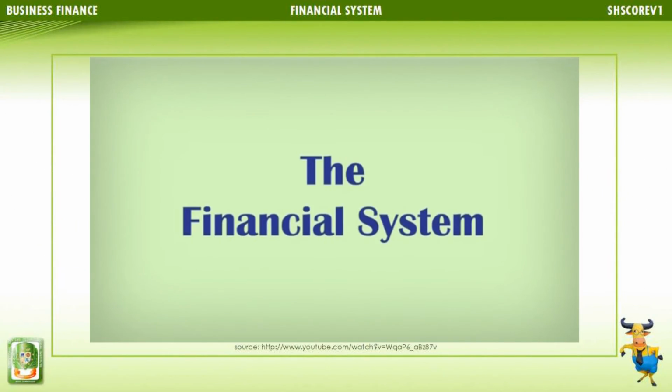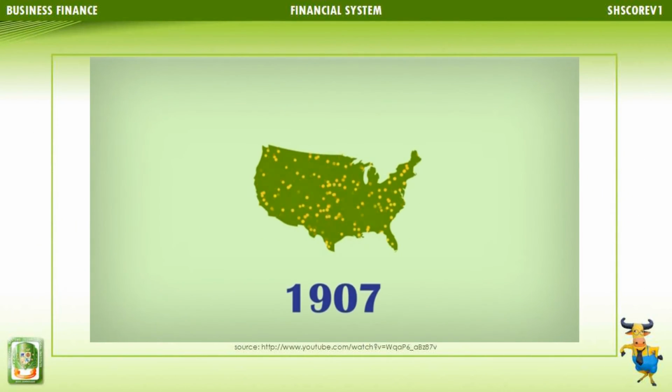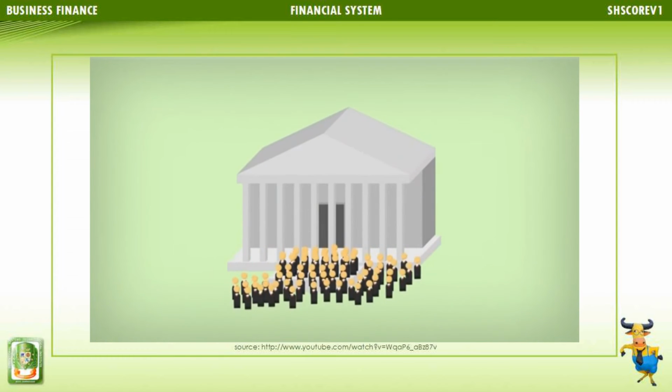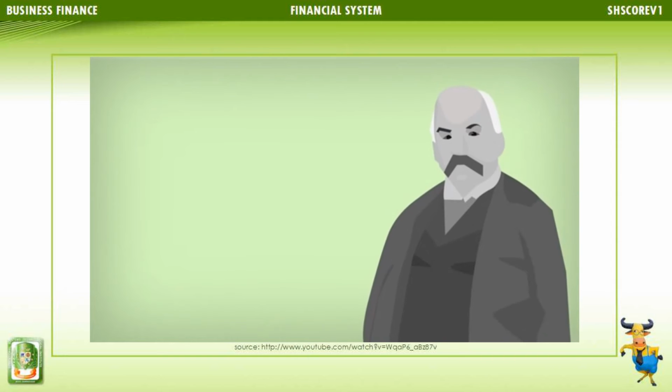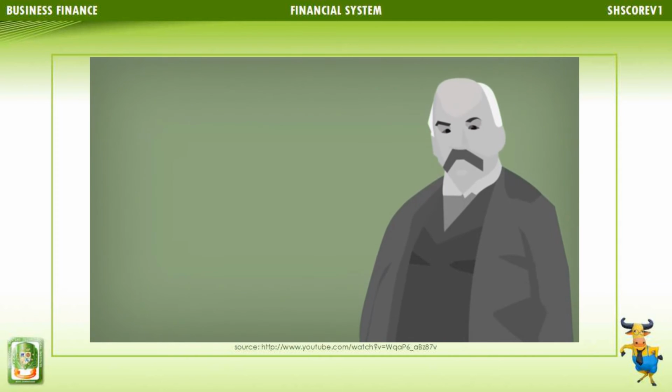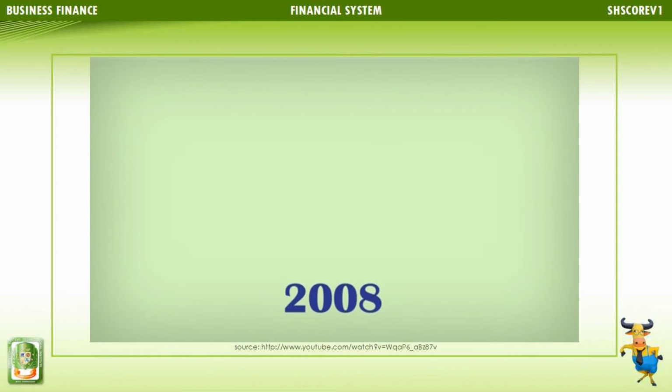The financial system. In 1907, financial panic broke out in the United States. The stock market crashed and people stormed the banks. The banker J.P. Morgan brought together the rich elite of America into a single room and forced them to loan money to the banks in order to prevent a collapse of the financial system.